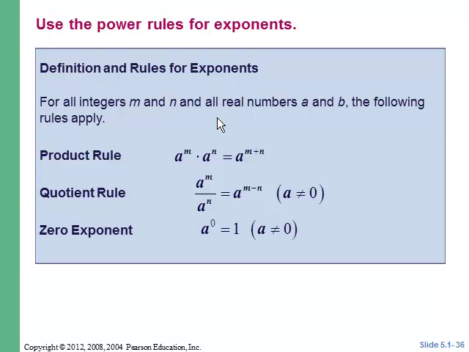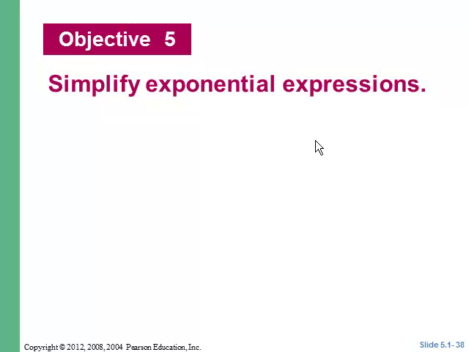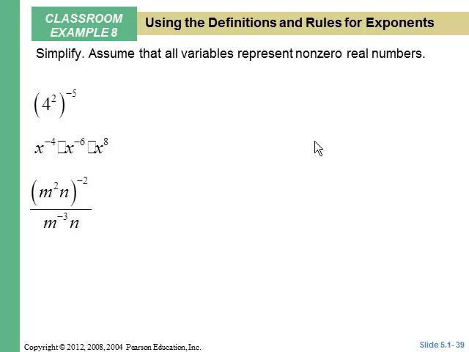So those are our rules: the product rule, the quotient rule, the zero exponent rule, the negative exponent rule, the power rules, and then those special rules. Let's do some simplifying, okay?